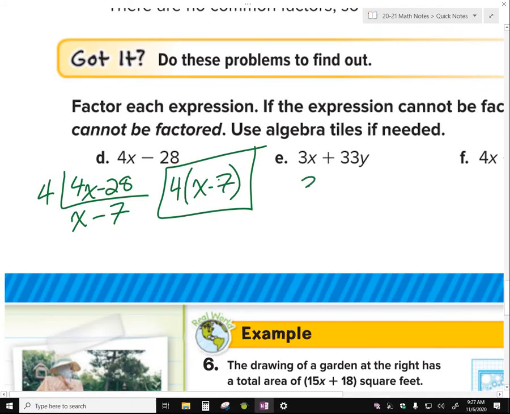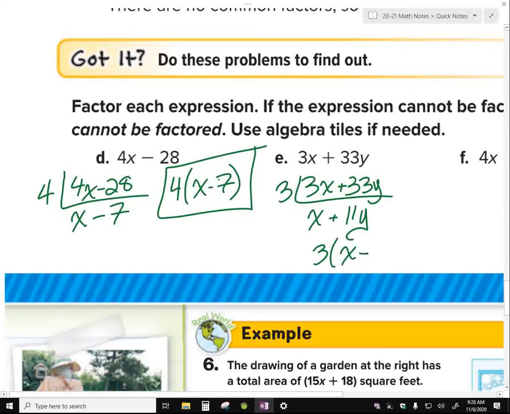For this one, 3x plus 33y. 3 is a prime number, and I can see right off the bat that 3 is going to go into 33y. This leaves x plus 11y. So I come out with 3 times the quantity x plus 11y.